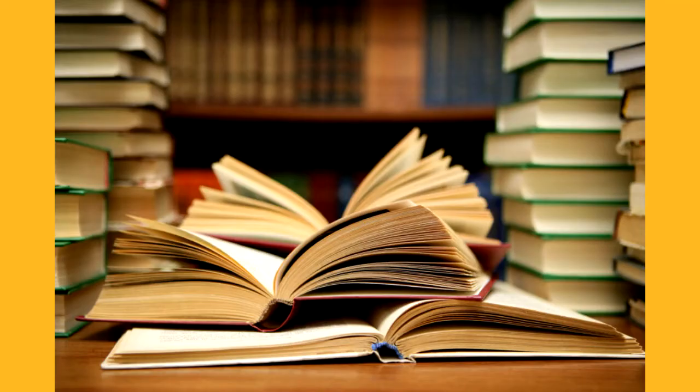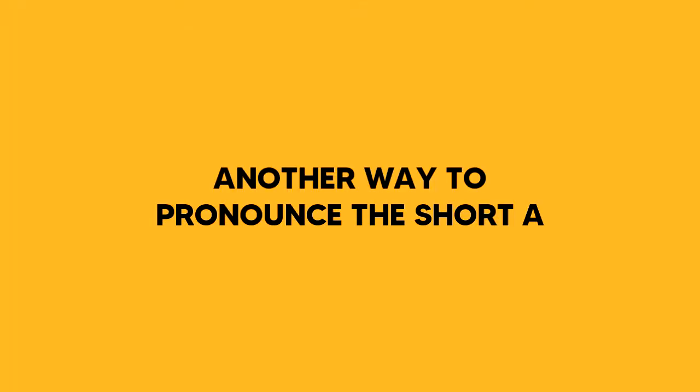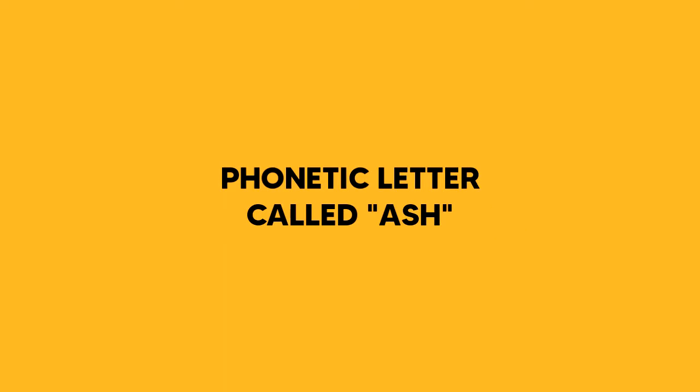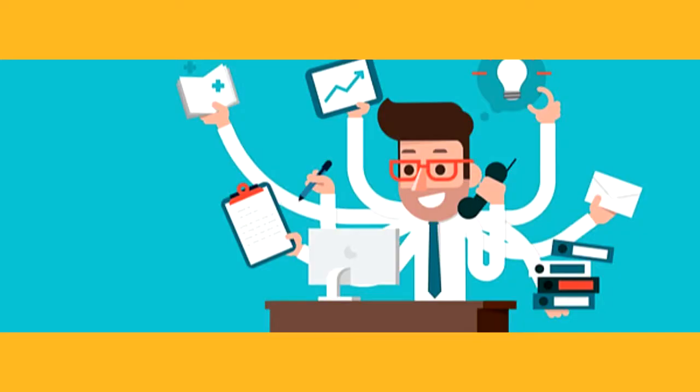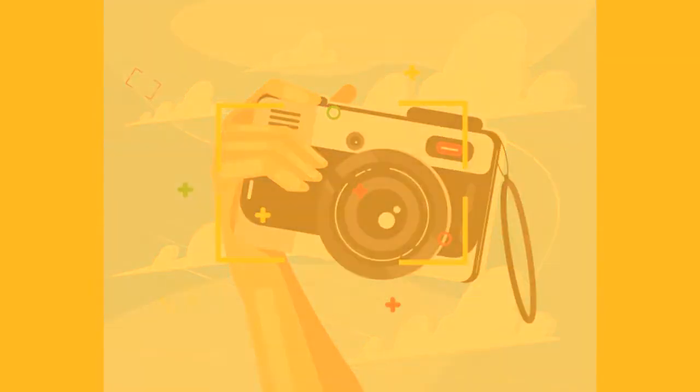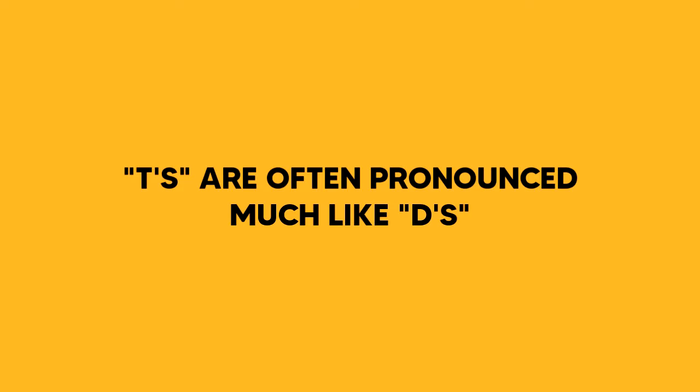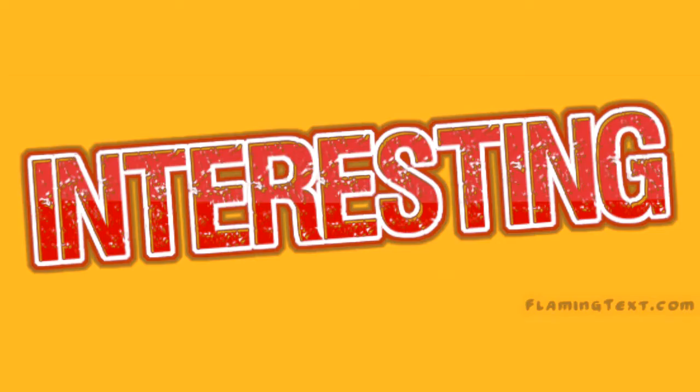Some words use the upsilon letter to be pronounced. This letter sounds like U. For example, put, hood, book, also in words like boat or road. There's another way to pronounce the short A, with the phonetic letter called ash. For example, family, manage, slang, camera, etc. These are often pronounced much like this. For example, matter, better, etc. Some words and phrases are usually shortened. For example, gonna for going to, or interesting for interesting.